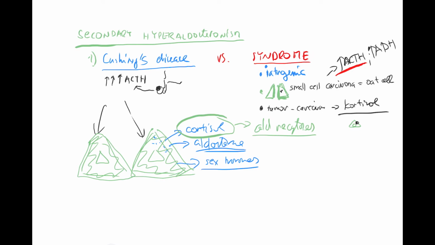So do we put it under secondary hyperaldosteronism or not? Under secondary hyperaldosteronism, you can easily put Cushing's disease and small cell carcinoma, where the ACTH is increased. Maybe the tumor can produce some aldosterone as well, so then you put it there too.